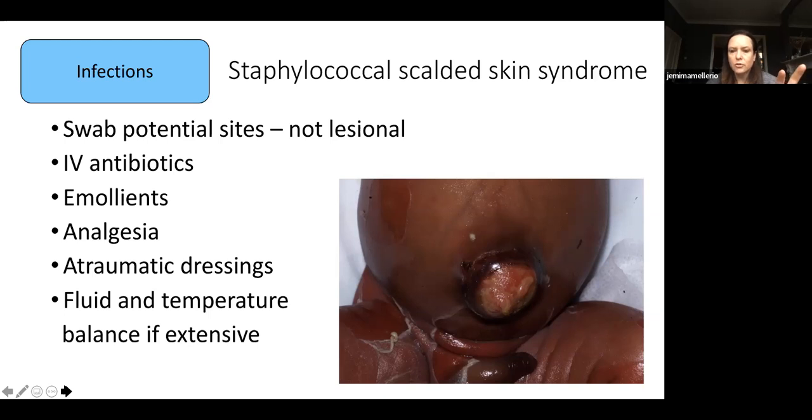And even with the right treatment for this condition picked up and treated, there is a significant mortality associated with it. So if you see a child who's unwell, has red areas, starting in the flexures, and extensive desquamation, think about staphylococcal scalded skin syndrome.